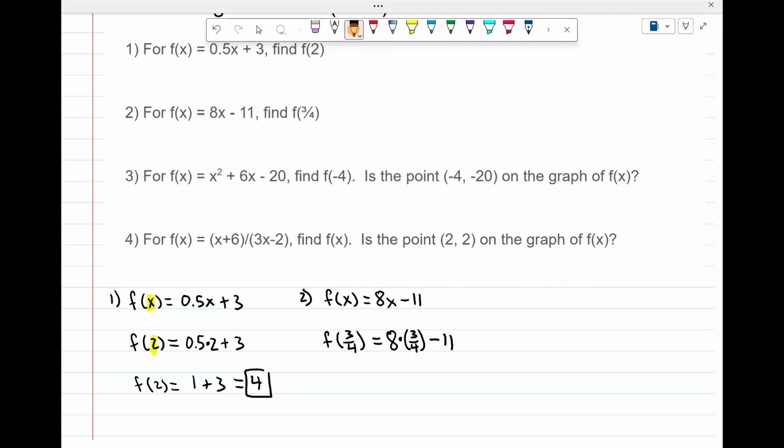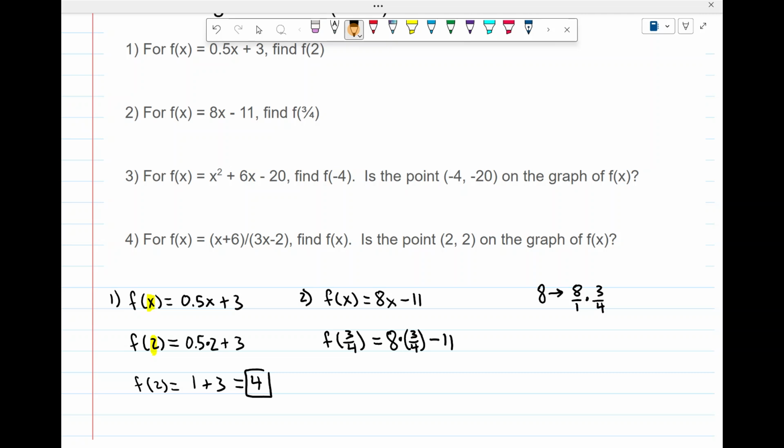Now, multiplying fractions, you can put that in your calculator. You could put it as 8 times 3 divided by 4 in your calculator. Another way you can do it if you don't have a calculator is just to remember 8 is the same as 8 over 1. And I just multiply that times 3 over 4.